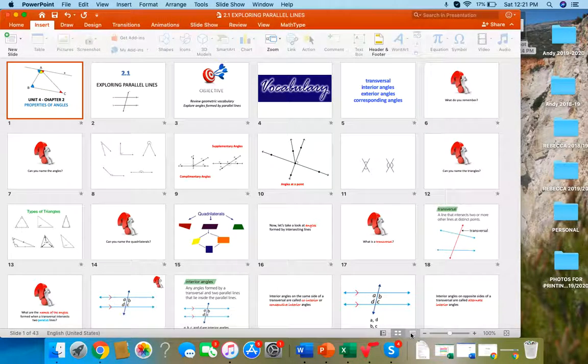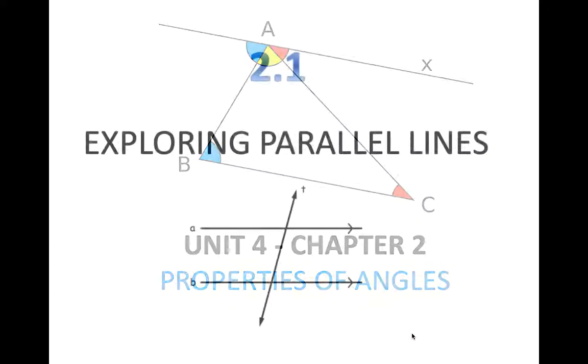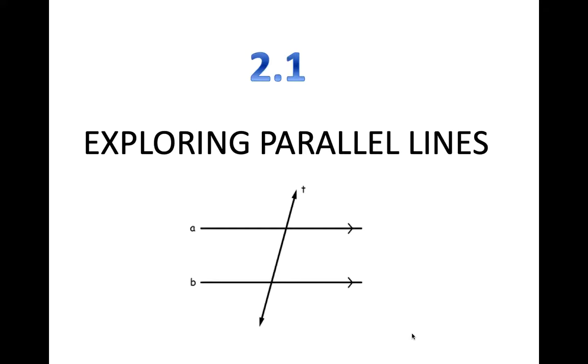Hi everyone, we're going to be taking a look at our new unit in this first video. Our new unit is Unit 4, Chapter 2, and we're looking at the properties of angles that are formed when we have parallel lines, when we have triangles, when we have other polygons. And so we're starting with Section 1, where we're just exploring parallel lines.